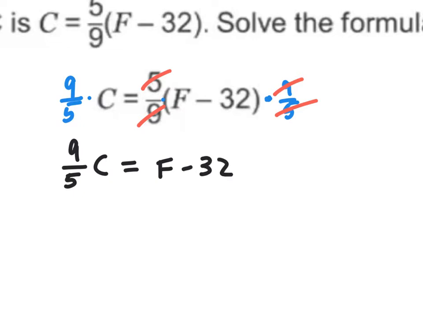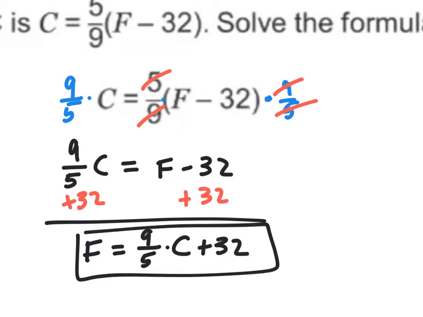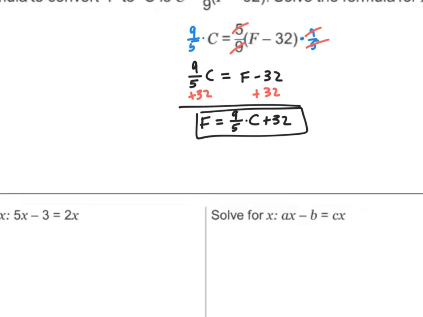And then to solve for F, all I want to do is add 32 to both sides. And as a result, I get that my degrees Fahrenheit is equal to 9/5 times degrees Celsius plus 32. And that's it, and that's all I'm doing. It takes a bit of practice, but you guys will get the hang of it.